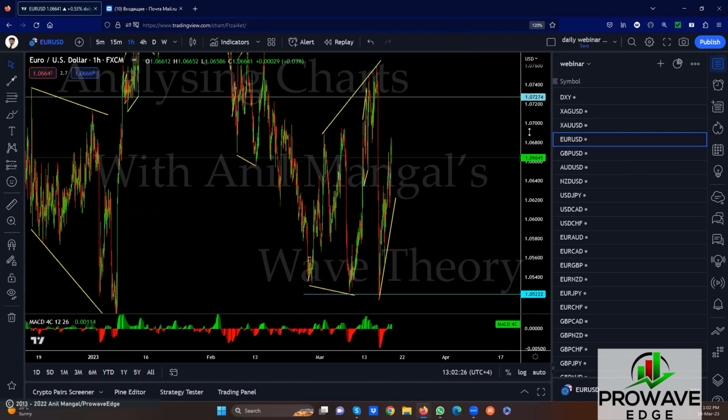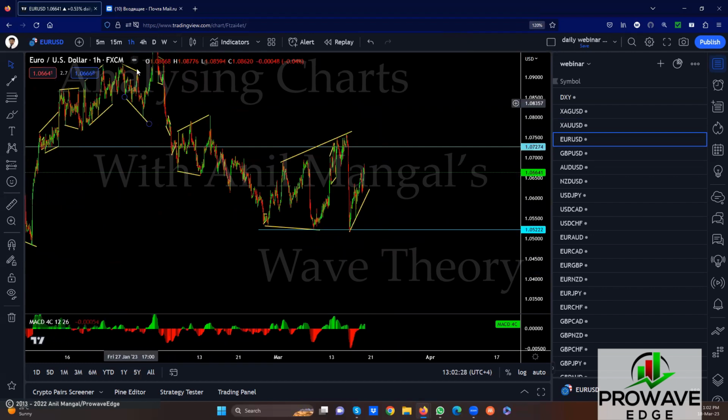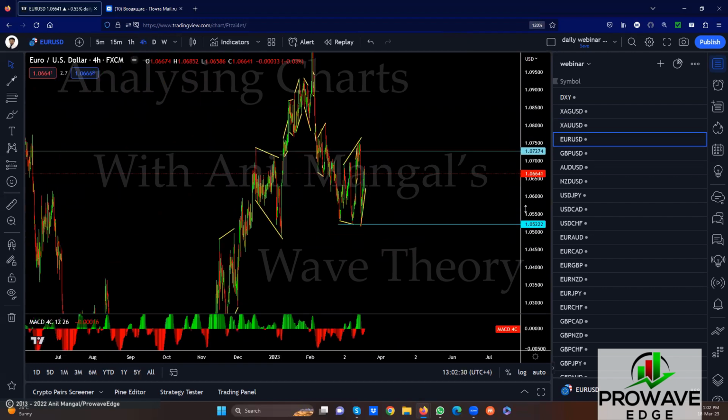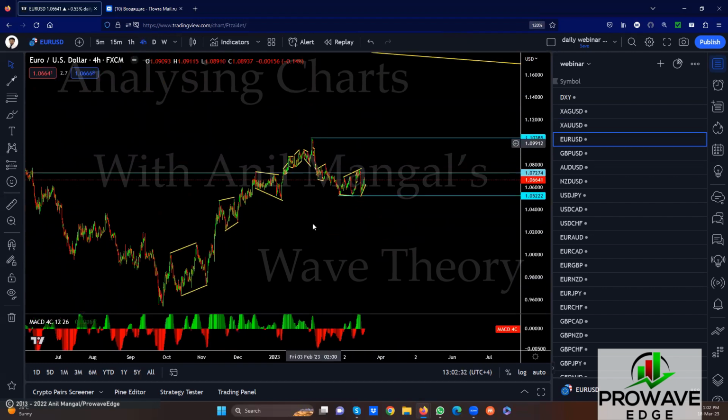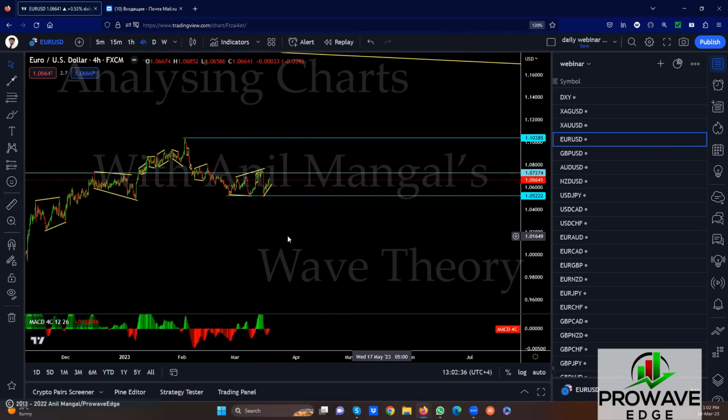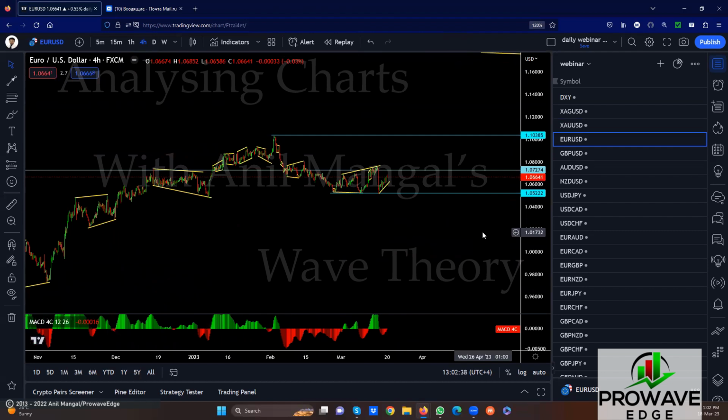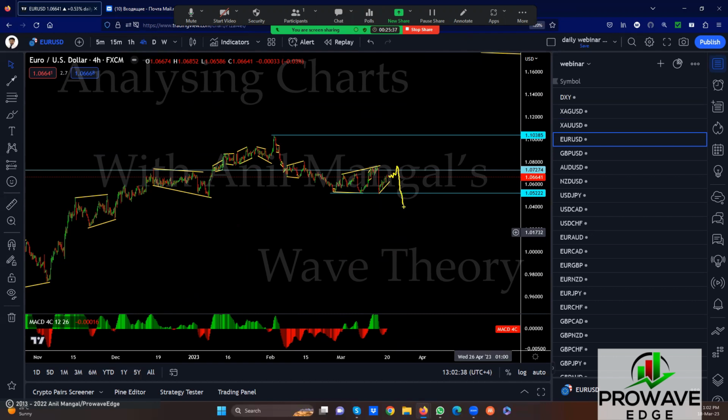Euro. So Euro has a similar structure. You've got a move down. This is the move up from the bottom. You've got a move down. You're kind of consolidating here. And that consolidation could go back to the top. You could get back to the top here and then drop. If we get a sell setup, we'll take the trade.